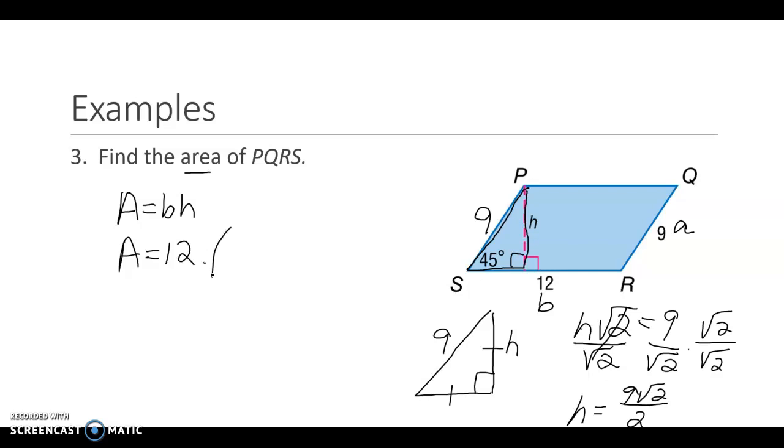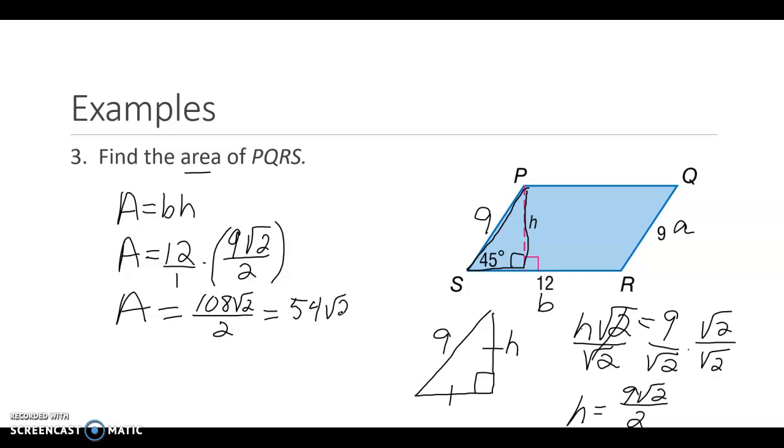Okay, so then I'm going to put that in as my height. 9 square root of 2 all over 2. So we're going to multiply this out, get the exact value, and then we'll talk about if you get a decimal. So if I do 12 times 9, I get 108 square root of 2 over 2. 108 divided by 2 gives me 54 square root of 2 units, since I don't have a unit, square units. So that would be our exact answer.